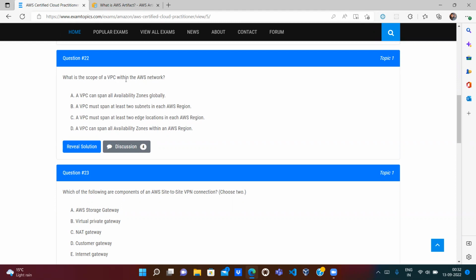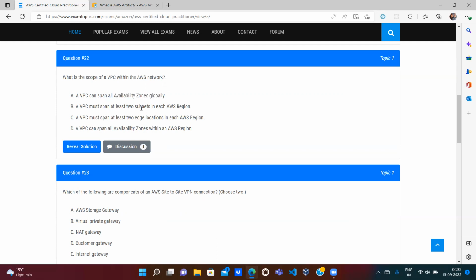Once you create a VPC, it will be created within a region. And once you create a VPC, some IP address range is allocated to you, and that range you can span across the subnets or zones. So "VPC can span all availability zones globally" is totally wrong. A VPC is only for one region, not for all availability zones globally.